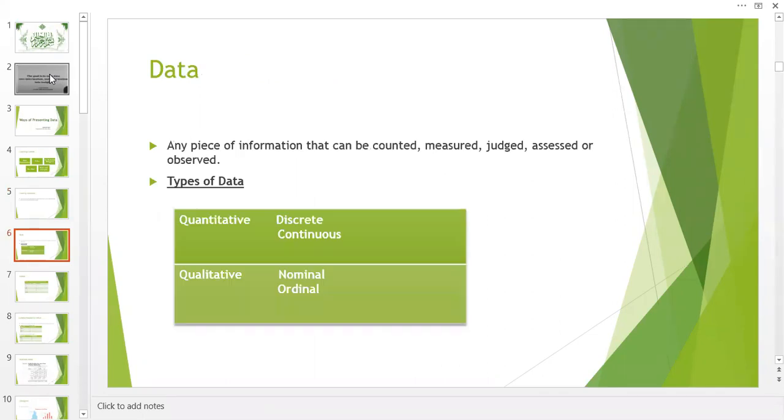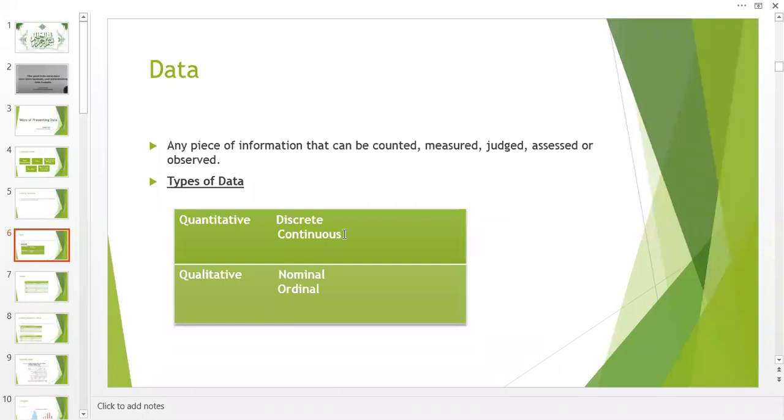Now coming to data. Data is any piece of information that can be counted, measured, judged, assessed, or observed. Now types of data. Data is broadly classified into quantitative data and qualitative data. Quantitative data is numerical data, which is further divided into discrete data and continuous data. In discrete quantitative data, the items can take up whole numbers, for example, number of admissions in the hospital, and there is no in-between value.